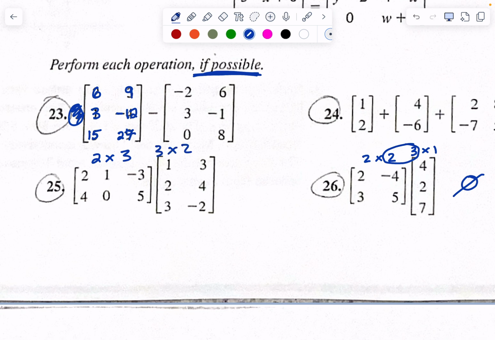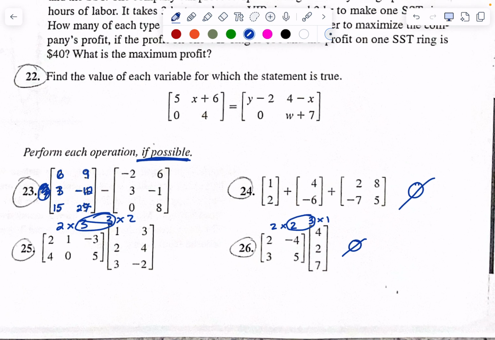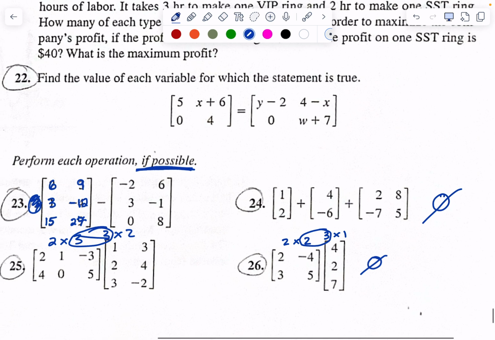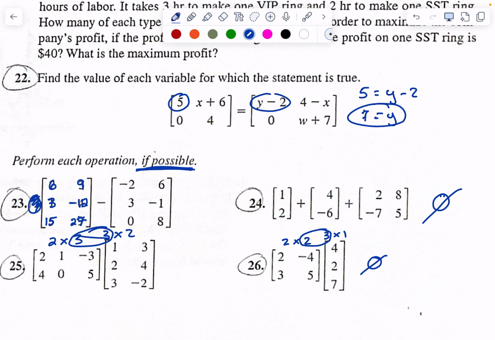Can we do the X's on 22? But that's easy. Are you just solving for each spot? Yeah, they have to be the same. So this spot has to be equal to this guy. So 5 equals y minus 2. So y has to be equal to 7. Final answer. Yep.